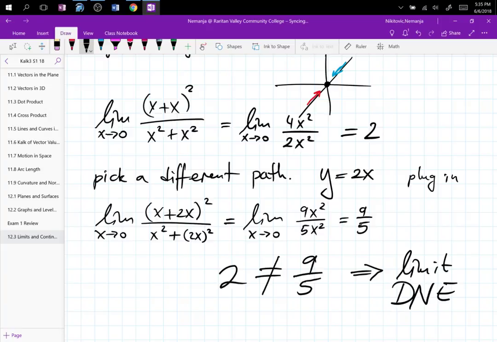It breaks that theorem, which says no matter which way you approach the point, you must have the same value. We got different values.